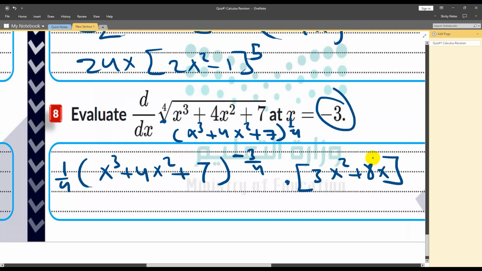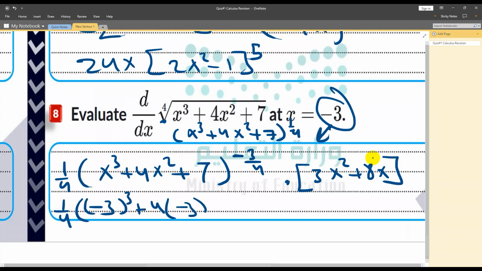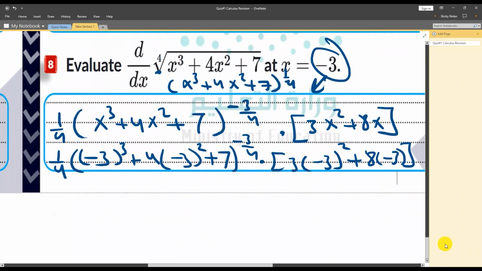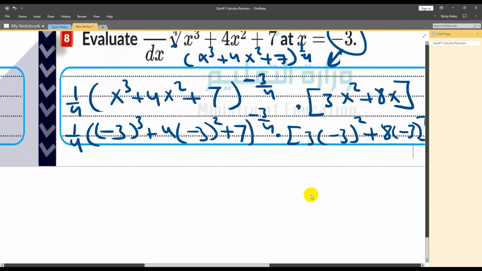Okay, and then plug in negative 3 here, so it will be 1 over 4 times (negative 3 cubed plus 4 times negative 3 squared plus 7) to the power negative 3 over 4, times (3 times negative 3 squared plus 8 times negative 3). And then use your calculator to get the answer. Actually, you can.